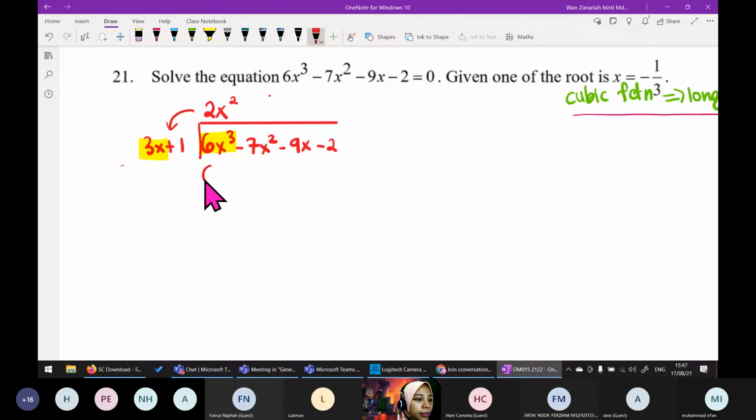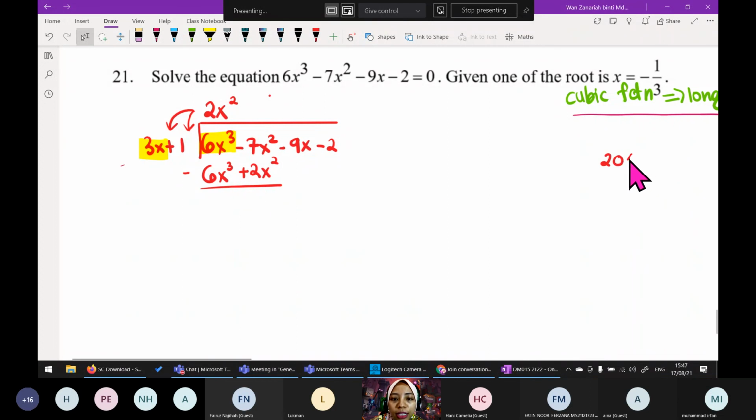6x cube. Betul? Kemudian ini dengan ini pula. Plus dengan 2x square. Okay, sekarang you minuskan. Sebagaimana you kira dekat sekolah dulu, 206 bahagi dengan 3 contoh. So what makes 20? 3 times apa? 6 times 3, 18. Lepas tu you buat tolak, betul? So that's why cikgu pun buat tolak kat sini. And then 20 tolak 18, 2.